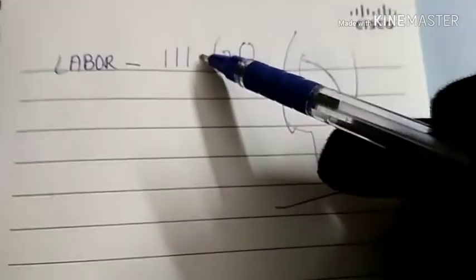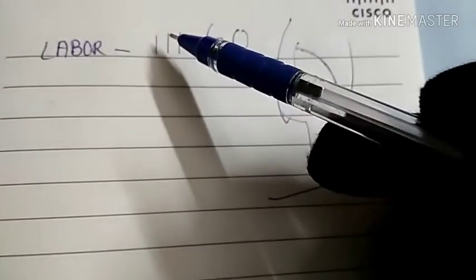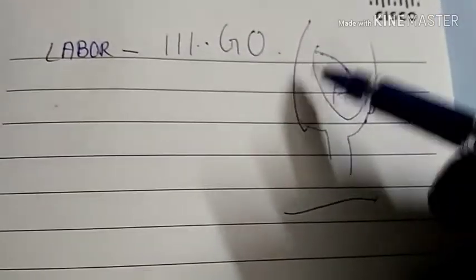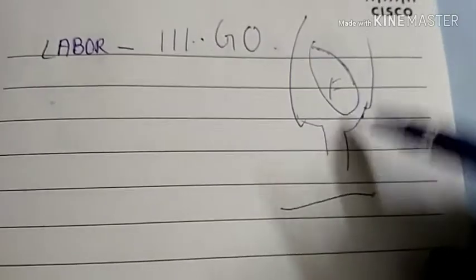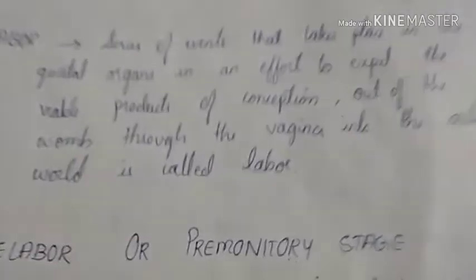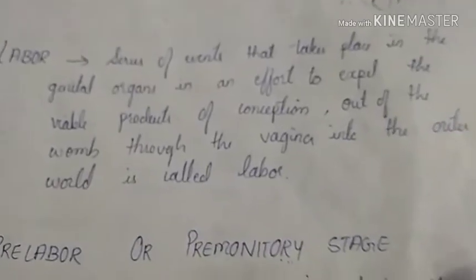These are the series of events that take place one after the other in the genital organ in an effort to expel the product of conception from the womb through the vagina into the world. So before the stages of labor, there is a certain premonitory stage which occurs.